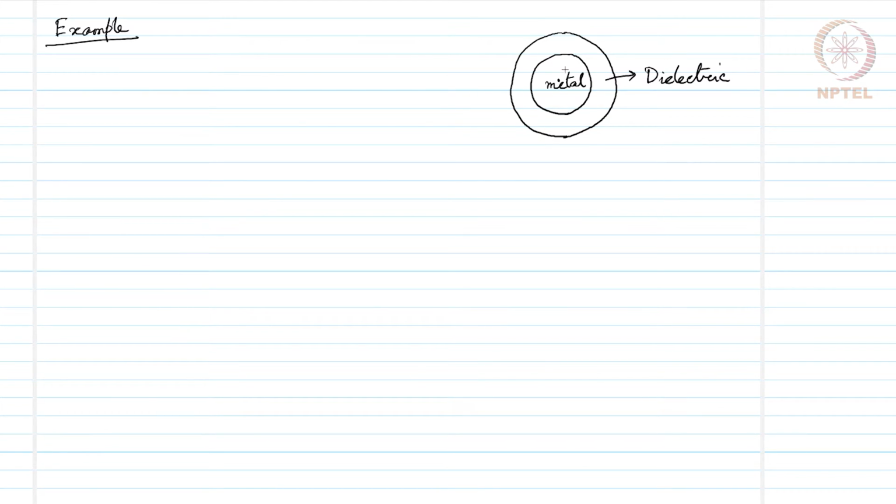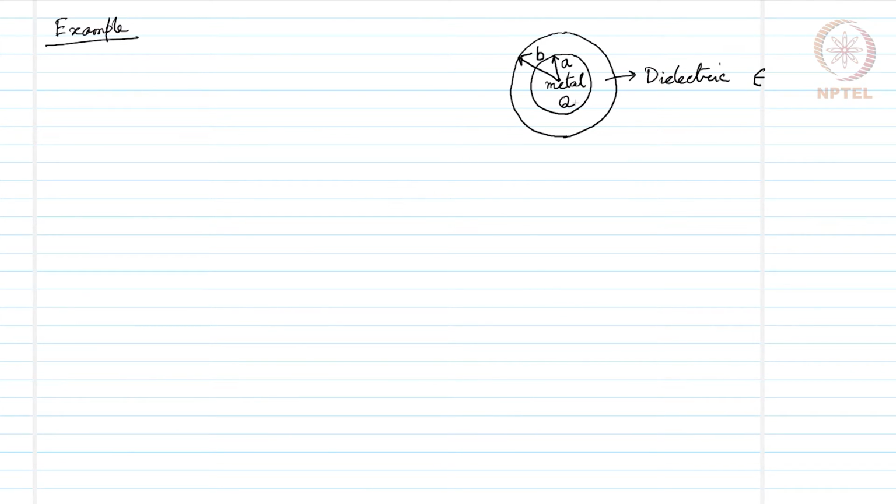Now, if this is the origin, if the radius of this metal sphere is A and the radius of this dielectric coating is B, and this dielectric material has a permittivity of epsilon, and we put an amount of charge capital Q on this metal sphere.